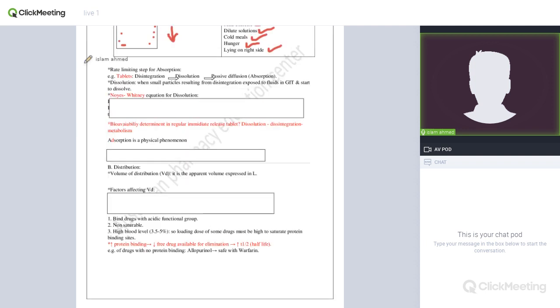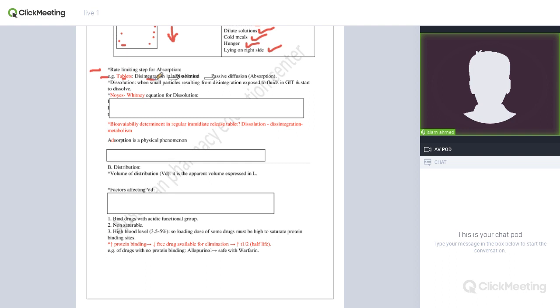After that, we have the rate limiting step for absorption. What's the rate limiting step? Usually it is the slowest process. The whole process of absorption will be dependent on the slowest process, and that process is actually different from one medication to another. So, for example, we have the tablet. The tablet goes through 3 or 4 steps.